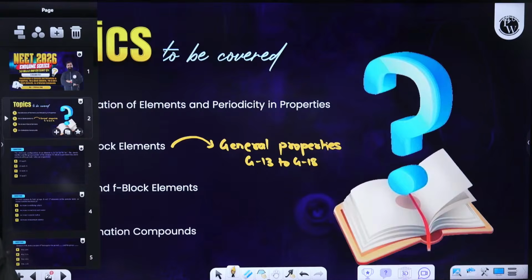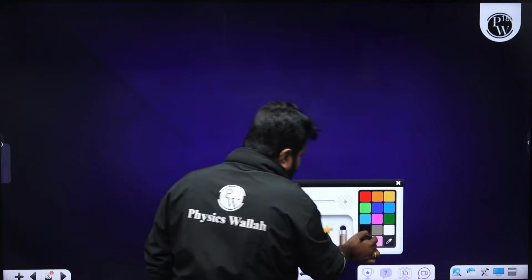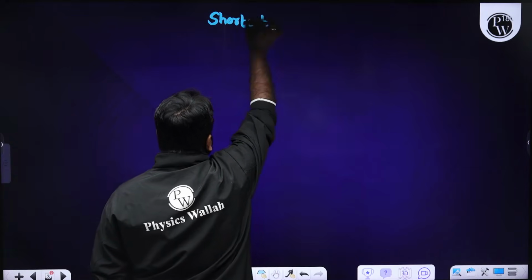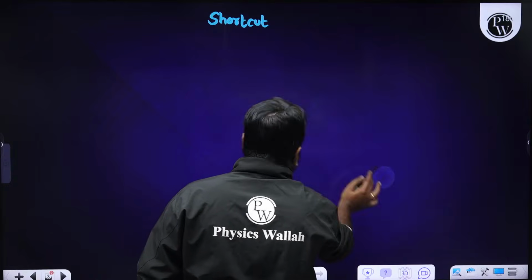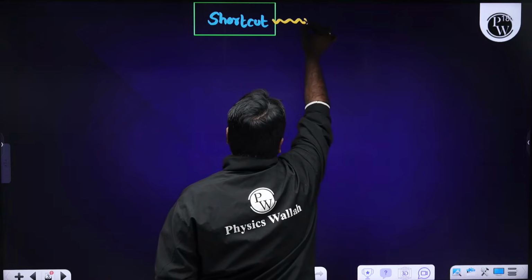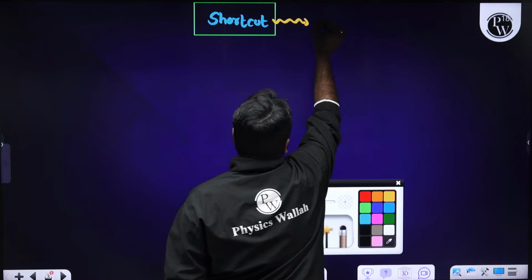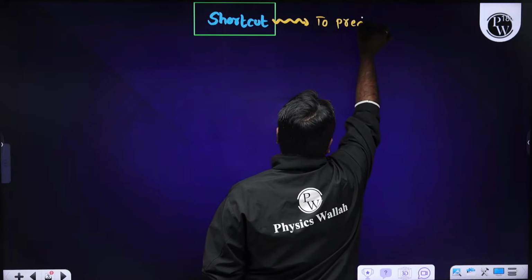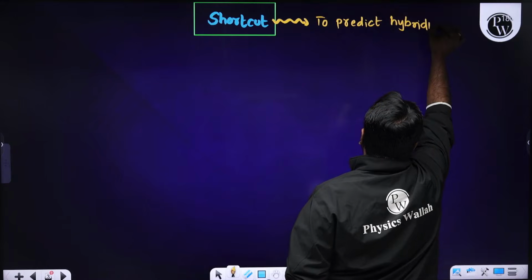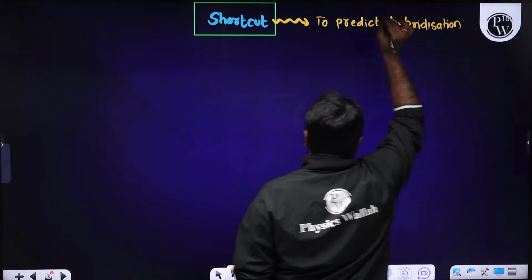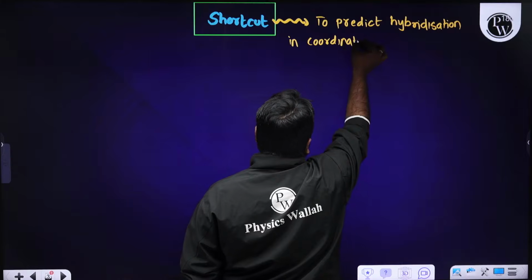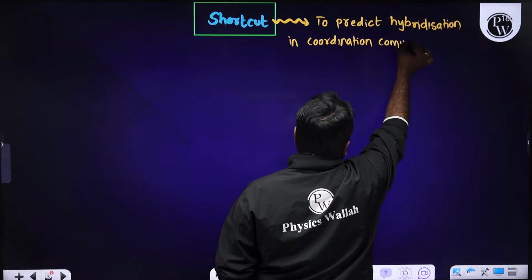Before solving questions, let me explain with the help of the shortcut. For what purpose are we going to use this shortcut? To predict hybridization in coordination complex.